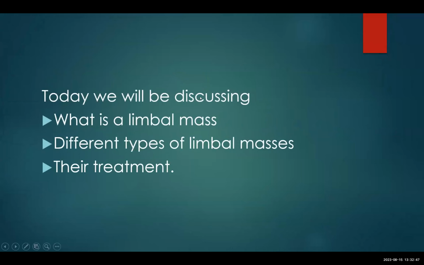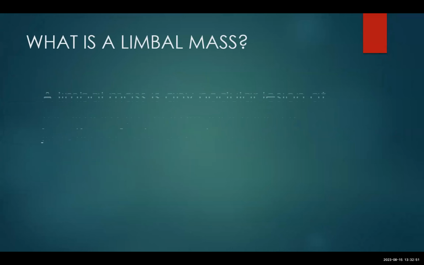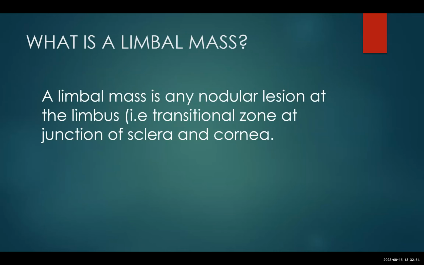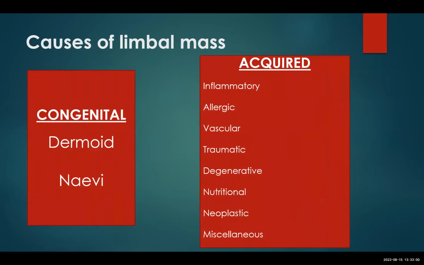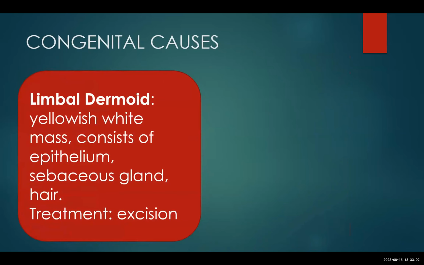Today, we'll be discussing what is limbal mass, different types of limbal mass, and their treatment. What is a limbal mass? A limbal mass is any nodular lesion at the limbus, that is a transitional zone at the junction of cornea and sclera. Causes of limbal masses can be congenital and acquired. We'll move on to congenital causes.